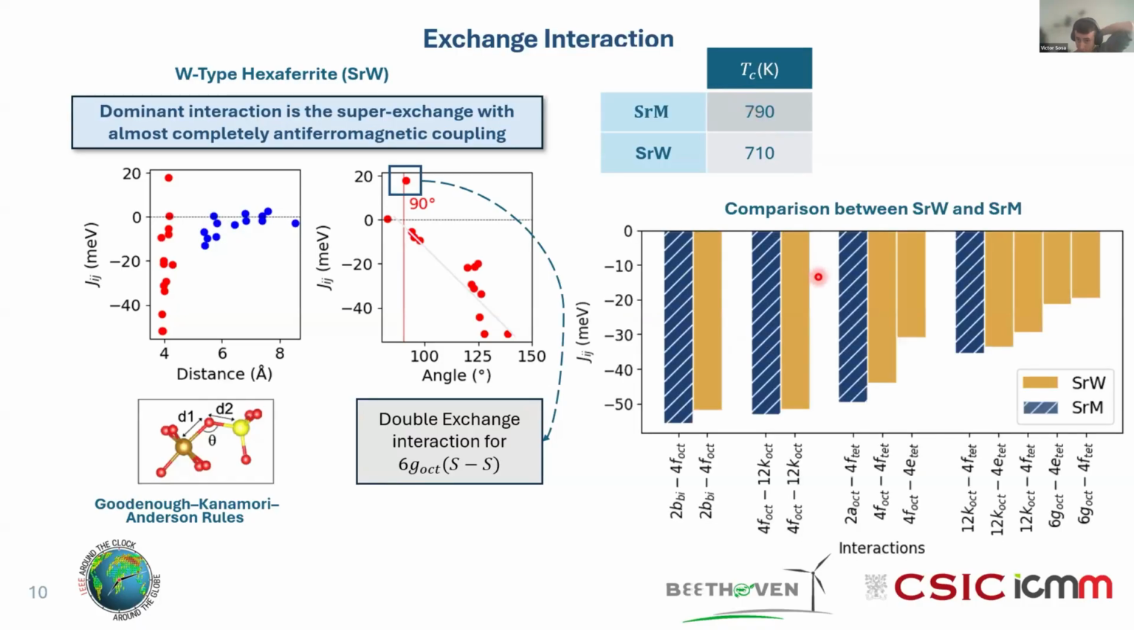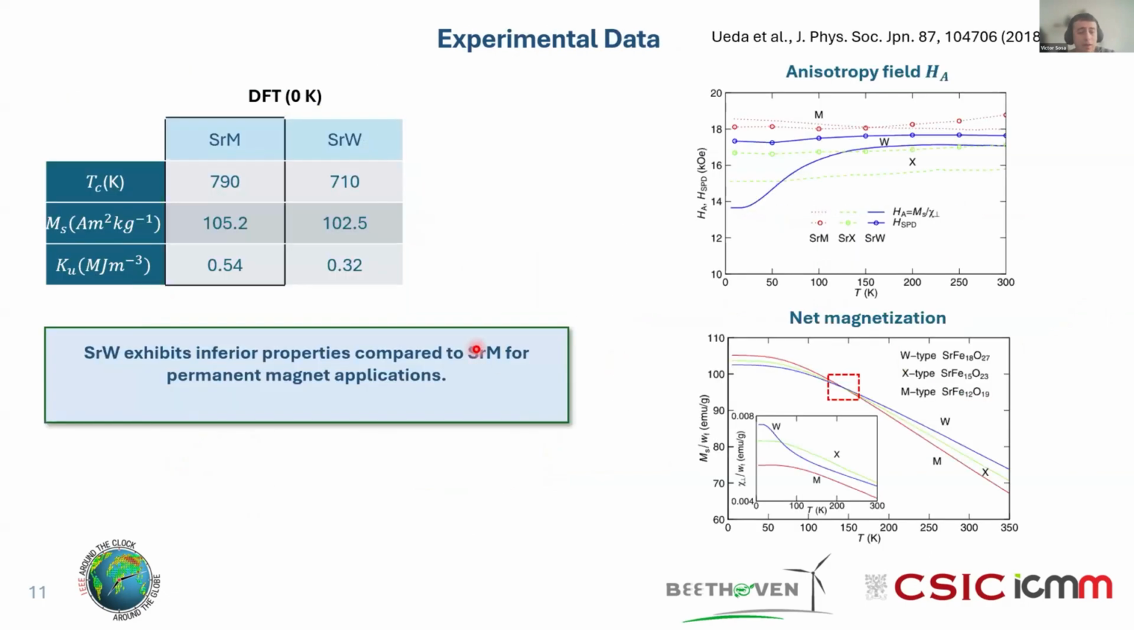If we compare the most important exchange interactions between the W-type and the M-type hexaferrite, the reason is again this crystallographic position, because the interaction is going to be lower between this crystallographic position and the other irons. So based on DFT, the best material for permanent magnet applications is the M-type hexaferrite, but it's important to remember that DFT is only valid at 0 Kelvin, so this conclusion in principle is only valid at low temperatures.